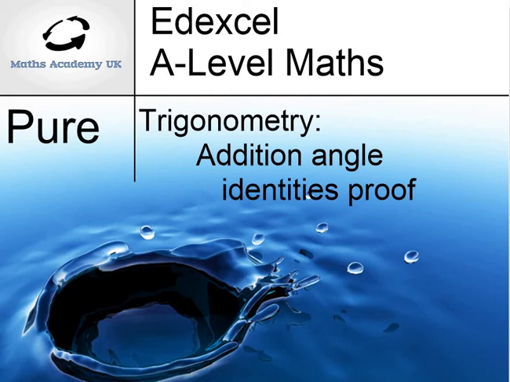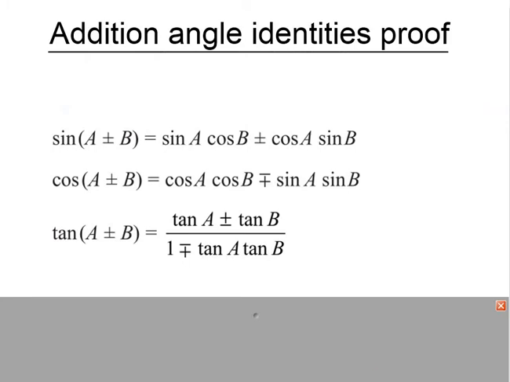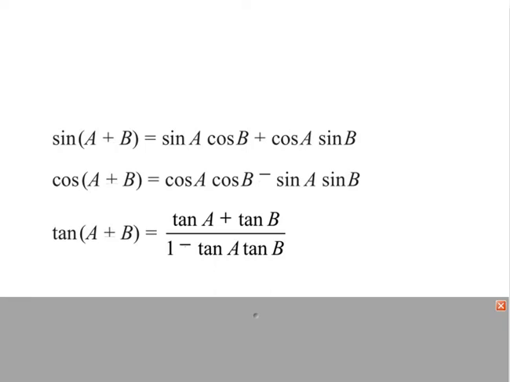Addition angle identities proof. We need to prove these identities. If I simplify them a little, so we have sine A plus B, cos A plus B, tan A plus B, we get these identities. So we need to prove sine A plus B gives you this, and that cos A plus B gives you this.